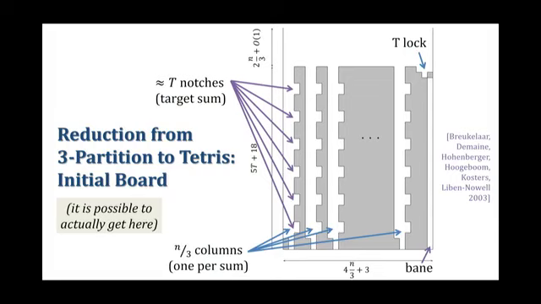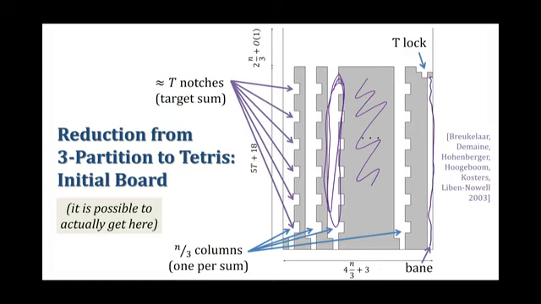Next is Tetris. Here is a reduction from the same 3-partition problem, which is one of my favorite problems, to Tetris. It starts out with this strange board. It has a bunch of columns where I could put pieces. I'm not allowed to put pieces in these dark regions. They all have height t, where t is the target sum that we want all of the triples of numbers to add up to. And there are n over 3 of these slots where I can try to put pieces. And because of this thing over on the right, there's no way to clear lines in this game.